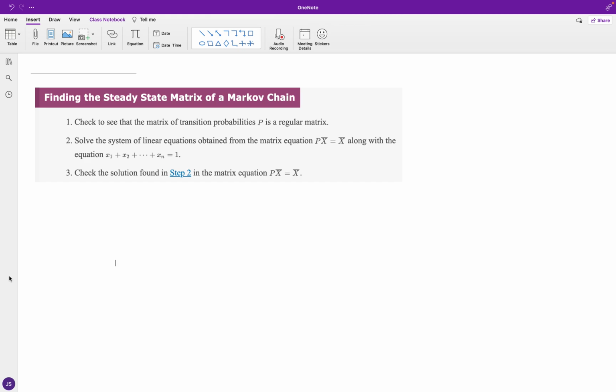And it also says to solve the system of linear equations obtained from the matrix equation, where we have P times x with the bar over it, which is in reference to the steady state matrix, is equal to the steady state matrix itself, along with the equation where the sum of x of 1 all the way up to x of n is equal to 1. And it says to check the solution found from this second step in the matrix equation, where again we have P times the steady state matrix X equal to the steady state matrix itself. And looking at just some examples here.